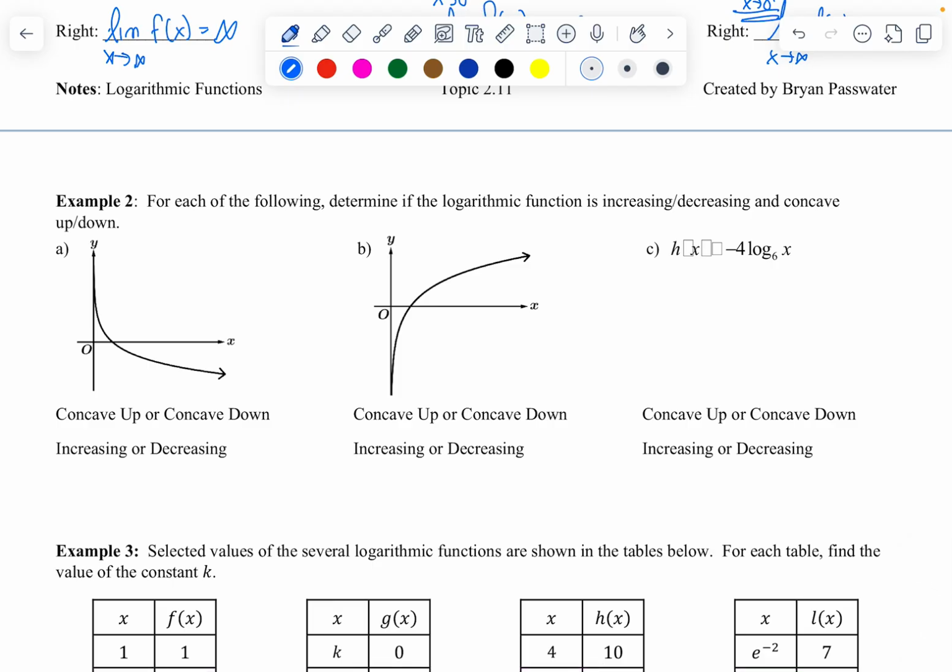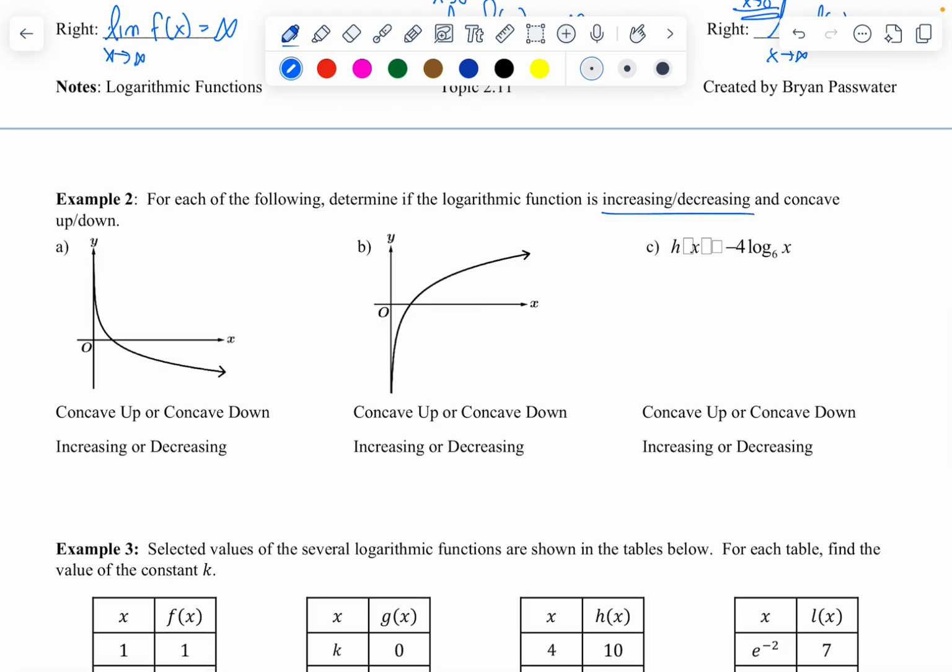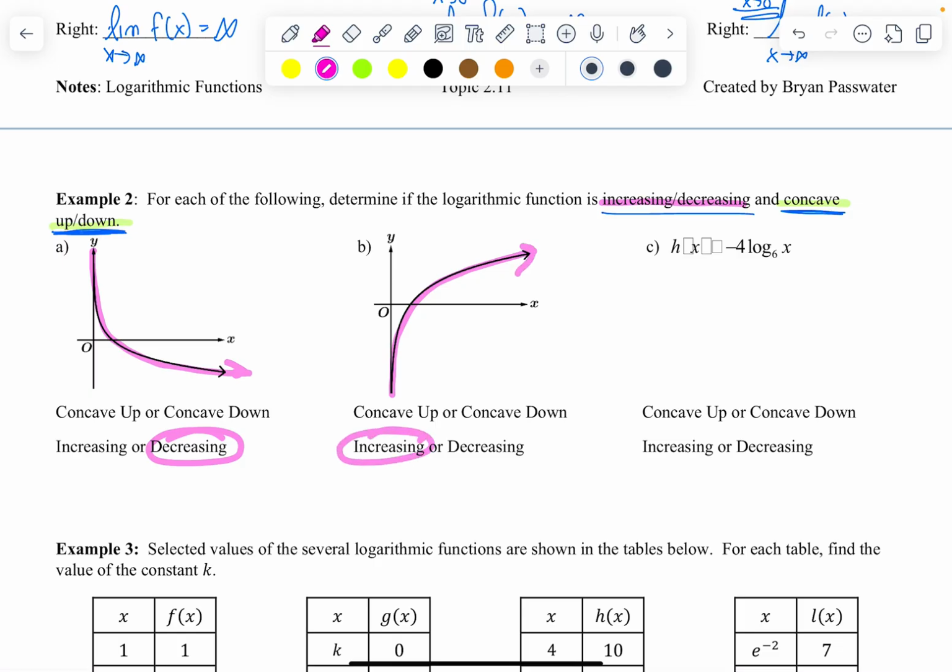Example 2, for each of the following, determine if the log function is increasing or decreasing, and if it's concave up or down. So we're going to look for increasing or decreasing, and then we're looking for concavity, up or down. So looking at this function, you always read it from left to right. So obviously this guy is decreasing, right? This guy, as x grows, so does y, so that's increasing.